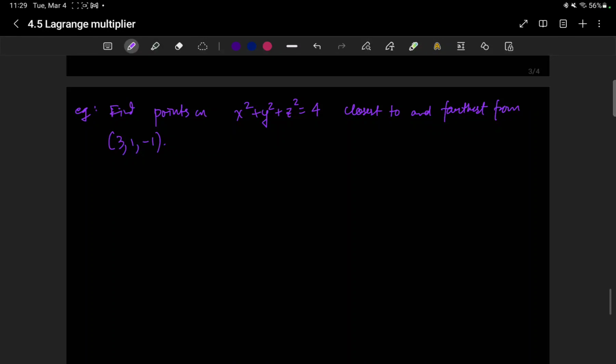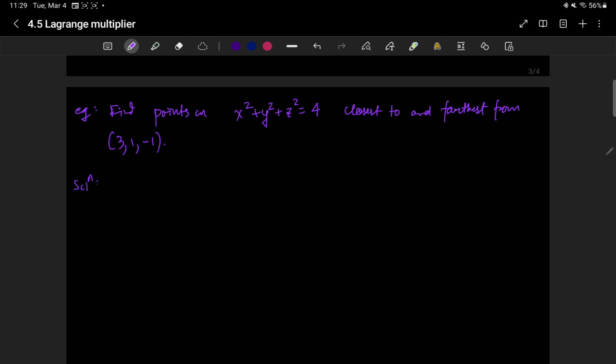All right, so we looked at some examples, and there's no fixed way of finding the lambda values, but you just have to figure out a way to eliminate the variable. So let's look at one more example: finding points on this sphere which are closest to and farthest from a given point, (3, 1, -1).